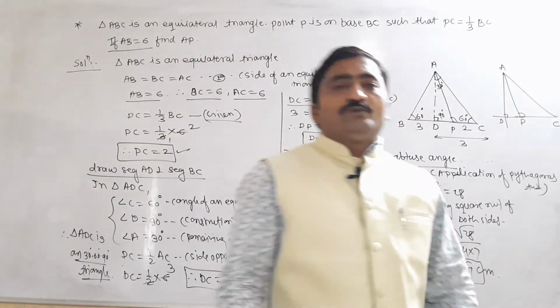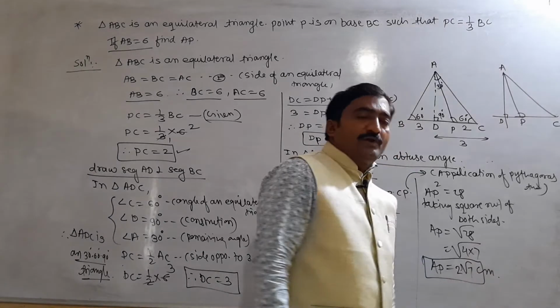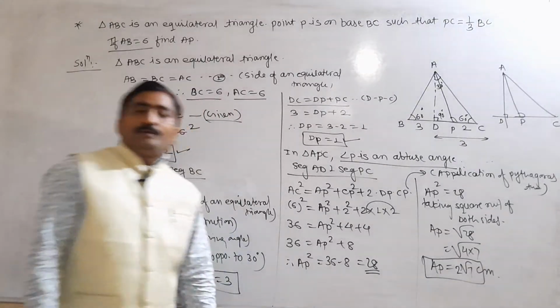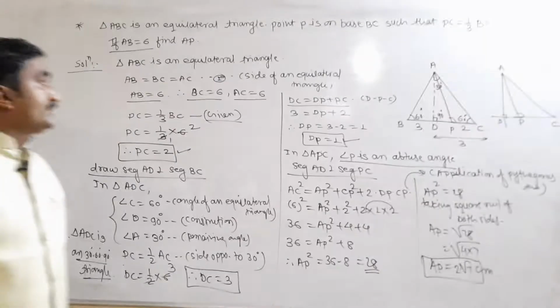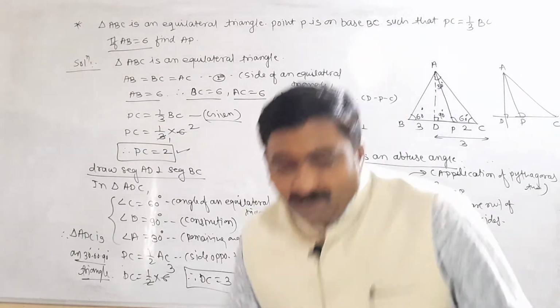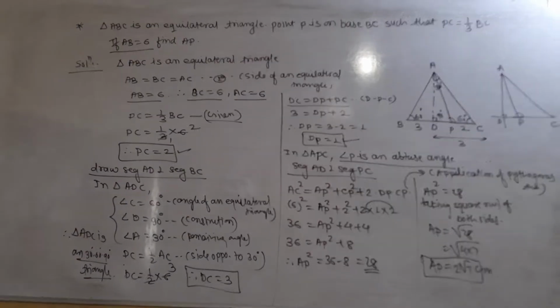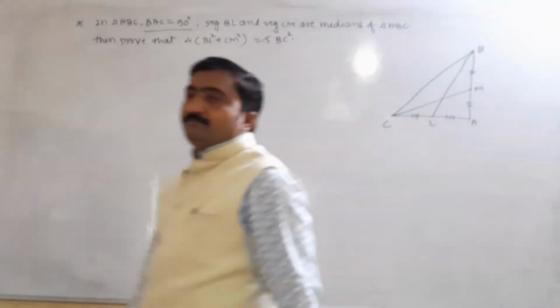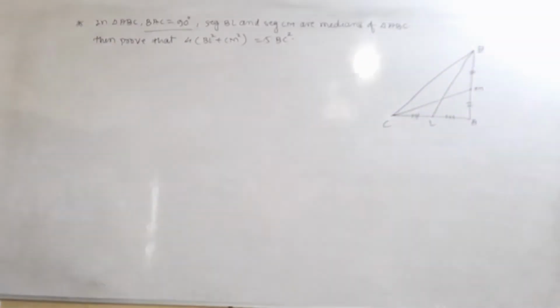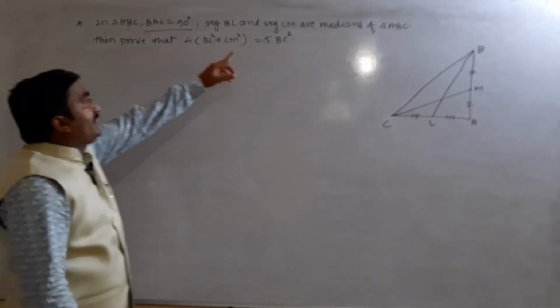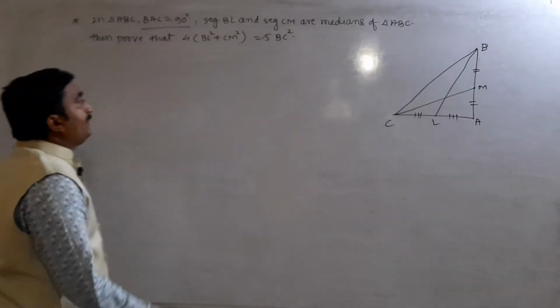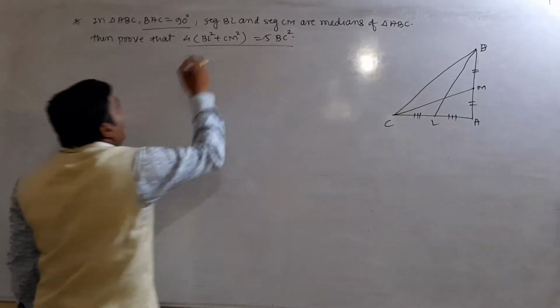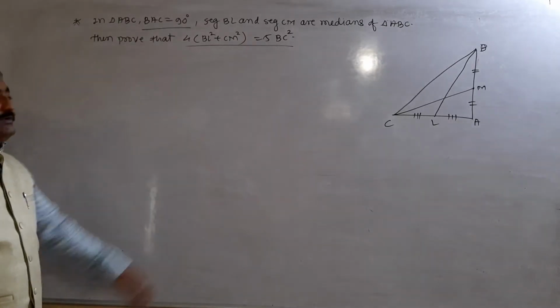It means 4 into 7, square root of 4 is 2. Therefore, AP is equal to 2 root 7. In this way, we can solve this type of examples. So, next we have to study another type of example. In triangle ABC, it is given that segments BL and CM are medians of triangle ABC, and we have to prove 4 times the bracket BL square plus CM square is equal to 5 BC square.